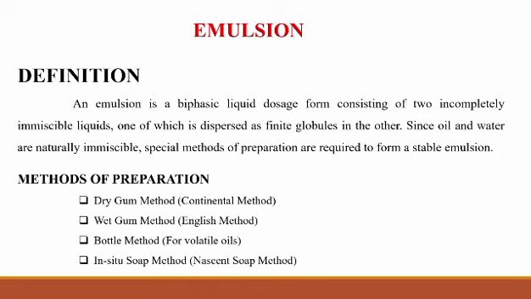There are four methods used in the preparation of stable emulsions: dry gum method, wet gum method, bottle method, and in situ soap method. These are the four methods commonly used to prepare stable emulsions. Okay, next we are going to see about the dry gum method.